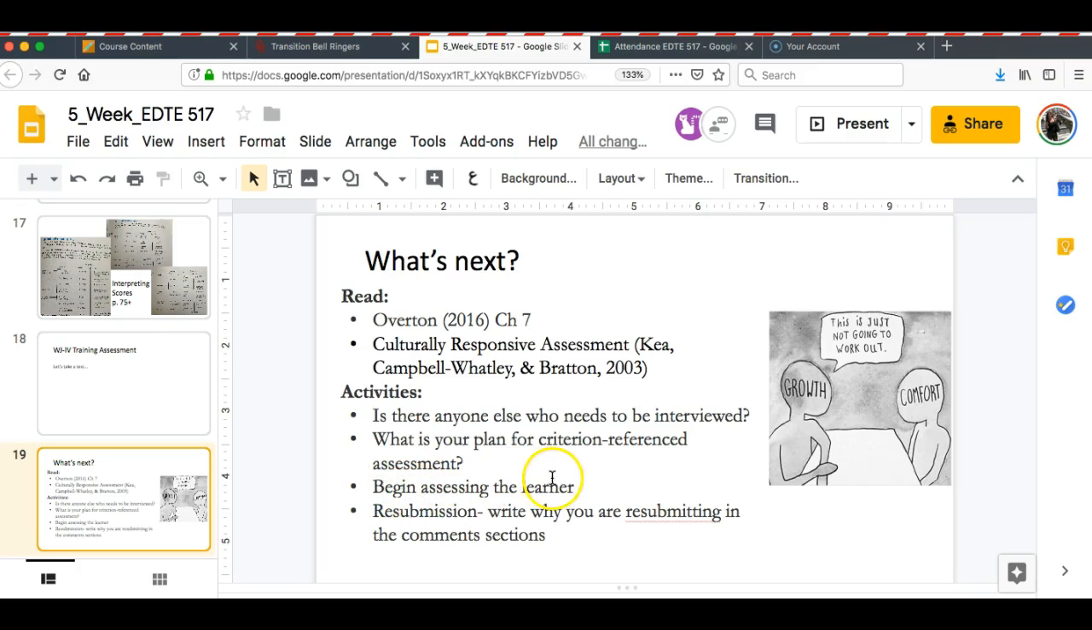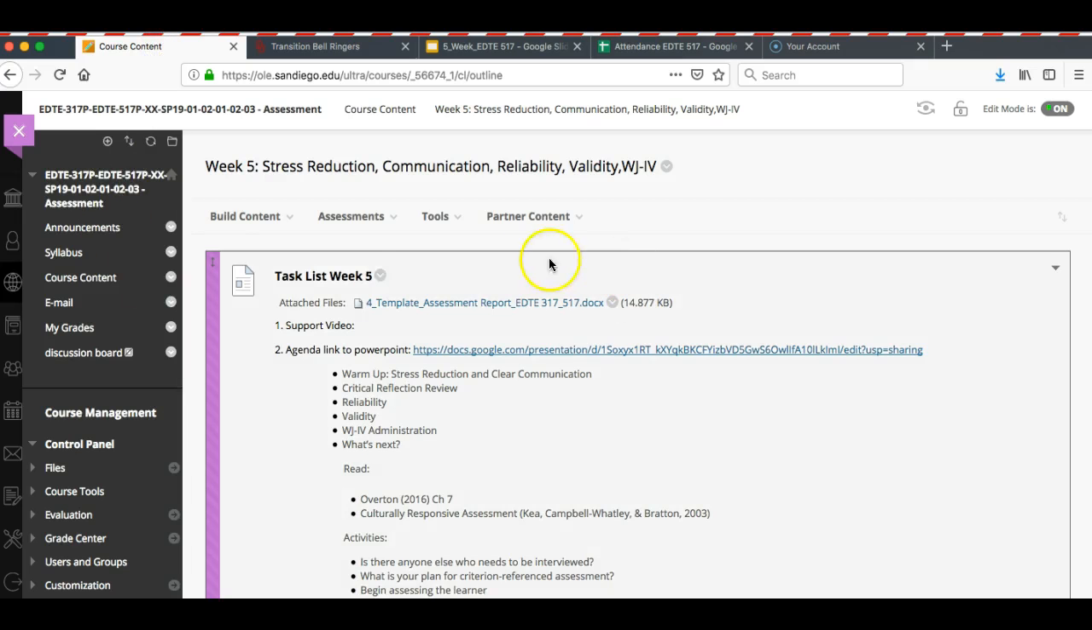You're going to start assessing your learner. You might have started today or even last week if it was a criterion referenced assessment. And then you're going to look into whether you need to resubmit any of your work. Remember, you can get 9 out of 10 if you turn in everything and it's all correct. So I will make sure to add the reading here so that you are able to do that.